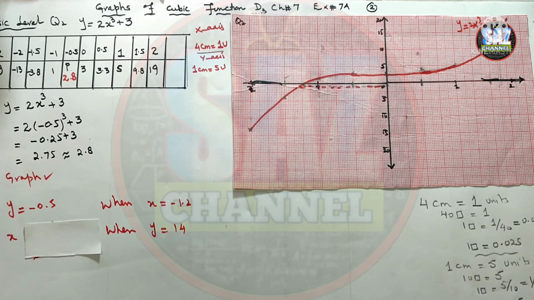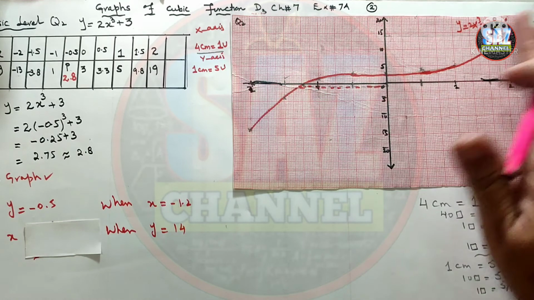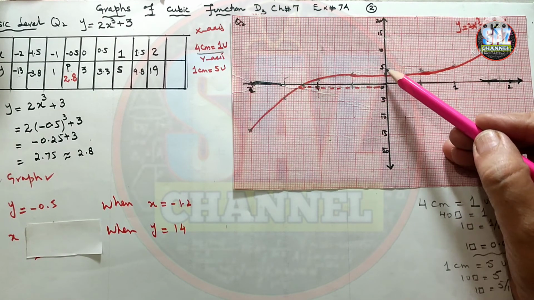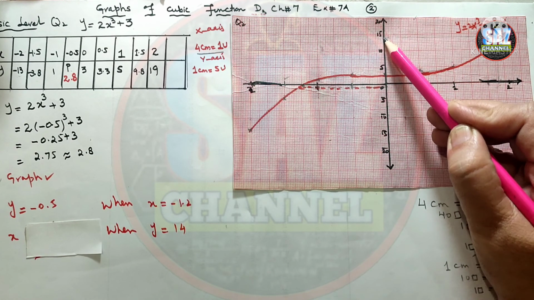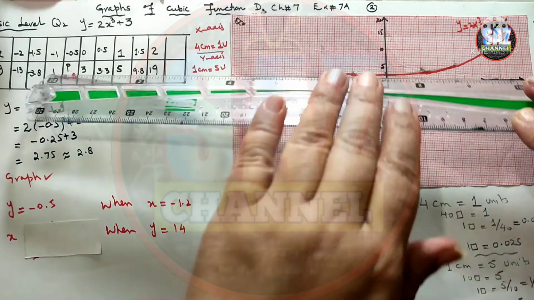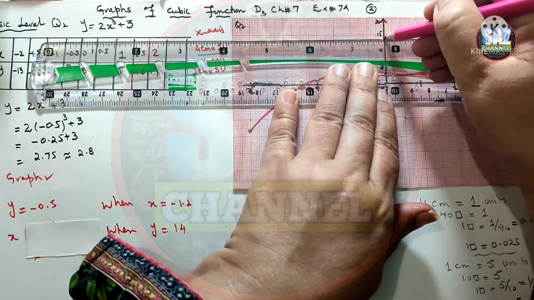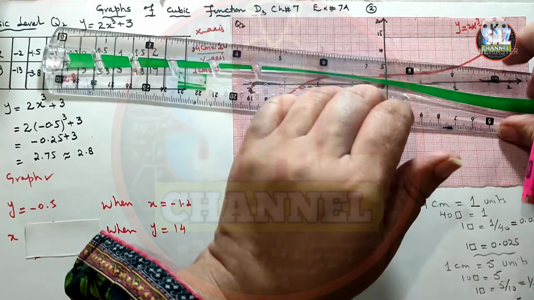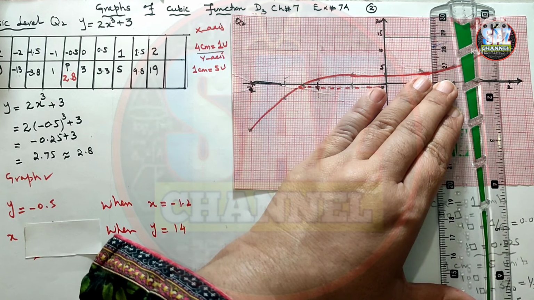Now the second requirement of the question is we have to find the value of x when y equals 14. So first of all, locate y equals 14: 5, 10, and this will be the place for y equals 14. Join this point towards the curve, and this will become, okay, let me touch this, and then we have to come down towards this side.